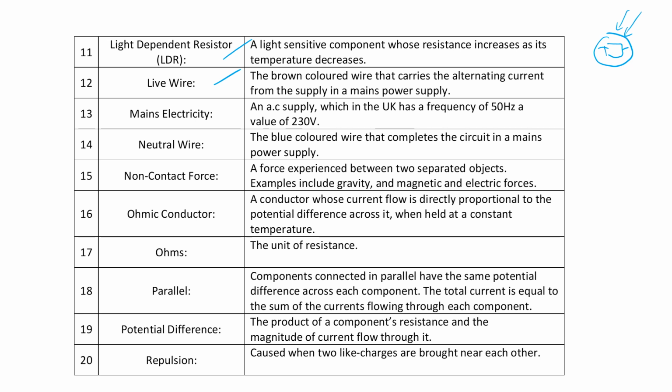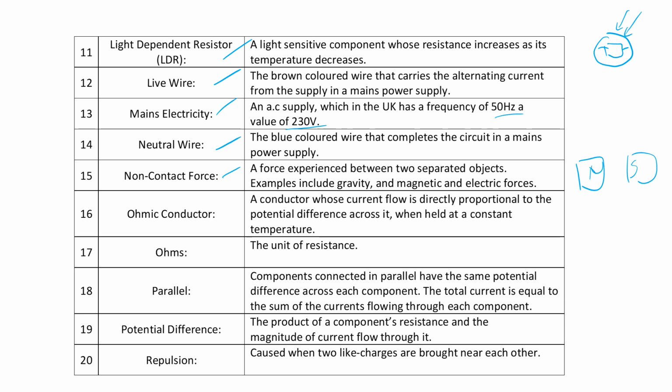An AC supply which in the UK has 50 Hz and 230 volts is mains electricity, so any computer or anything like that you're using connected to the mains: 50 Hz, 230 volts. The blue wire, like the sea or the sky, the blue coloured wire that completes the circuit is the neutral wire. A force experienced between two separated objects, so two magnets, north, south, that's supposed to be an N, is a non-contact force.